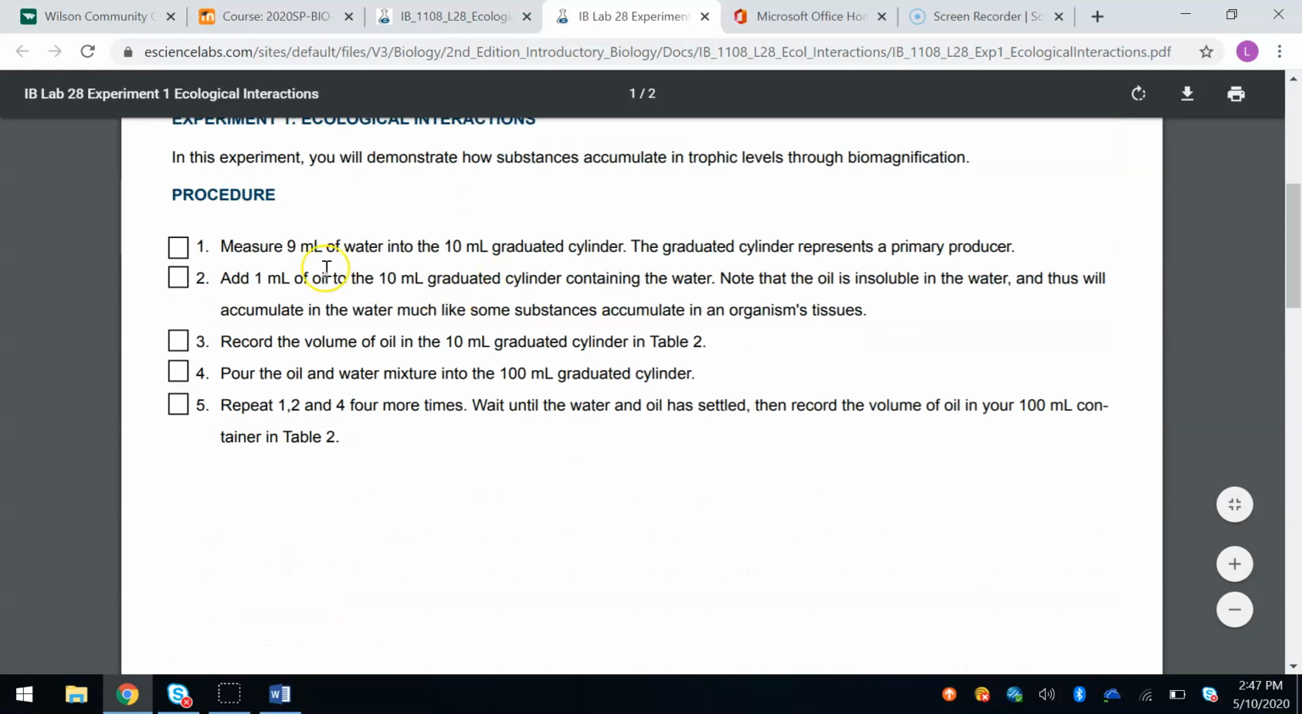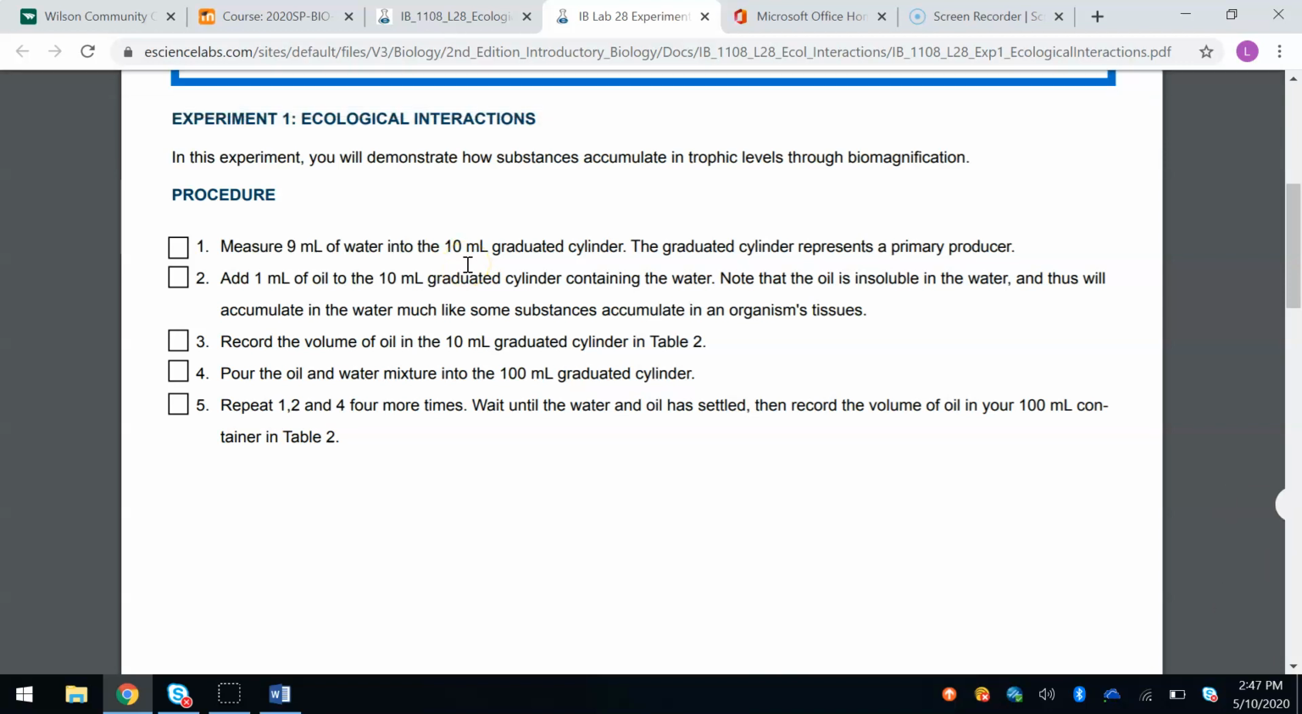All right, so it says measure 9 milliliters of water into the 10 milliliter graduated cylinder. And the graduated cylinder is your primary producer. Then you add 1 milliliter of oil to the 10 milliliter graduated cylinder containing the water. Note that the oil is insoluble in the water and thus will accumulate in the water, much like some substances accumulate in organs' tissues. So it's going to float. All right, and then record the volume of oil in the 10 milliliter graduated cylinder in table 2.